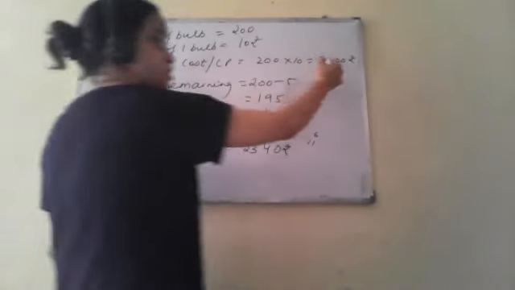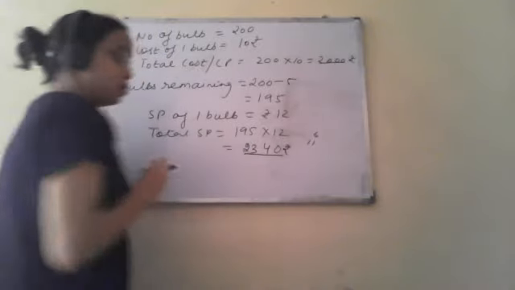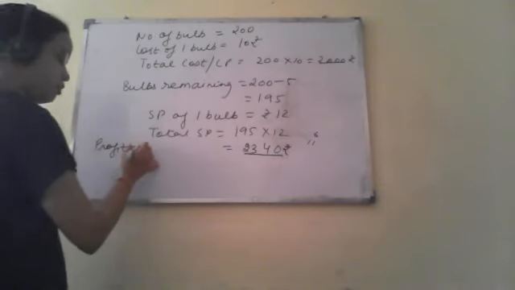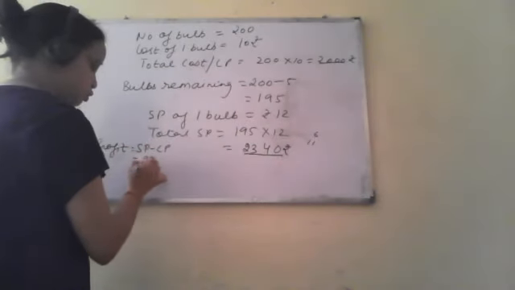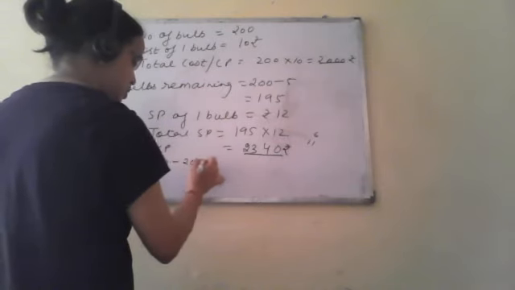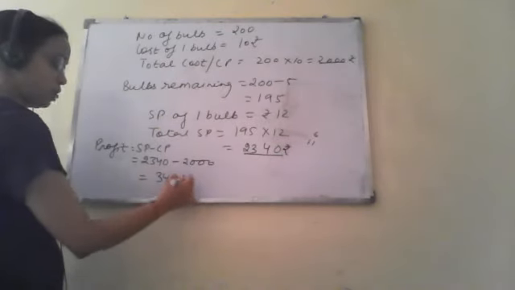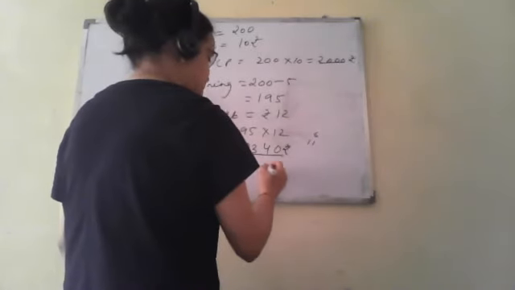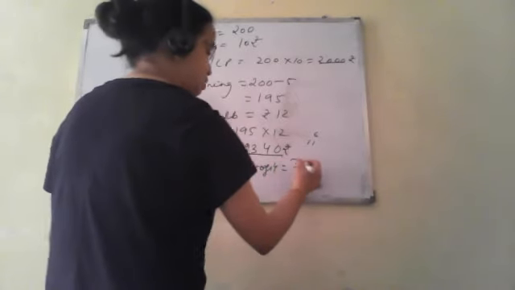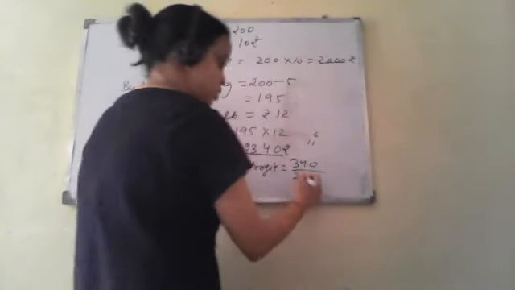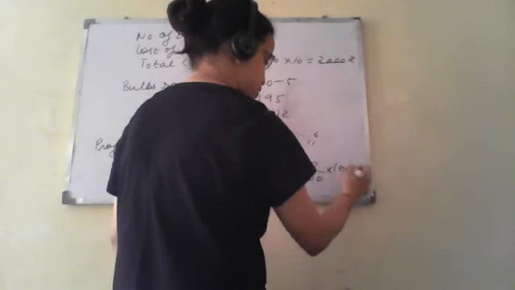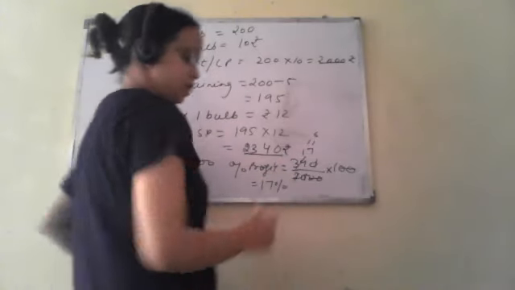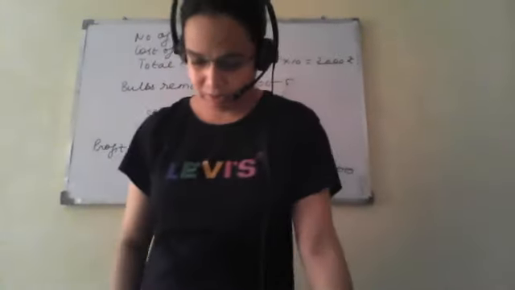Now total cost price was rupees 2000. Selling price is rupees 2340. So profit will be selling price minus cost price, that is 2340 minus 2000, which is rupees 340. He has gained a profit of rupees 340. Now if we talk about percent profit, it will be profit, that is 340, upon cost price, that is 2000, into 100. So the zeros cancel out, and percent profit is 17%. He has earned a profit of 17%.